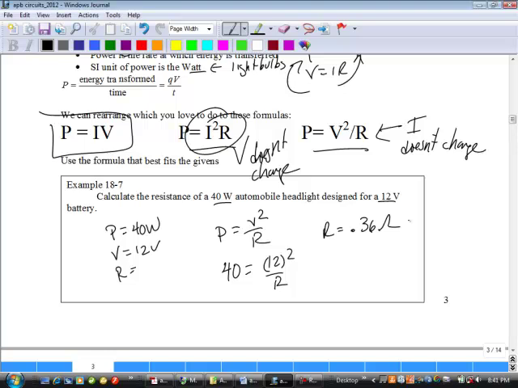Nope, that time I got 3.6. So let me do it one last time to see if I can do this right or not. It is 3.6. 3.6 ohms is my answer there.